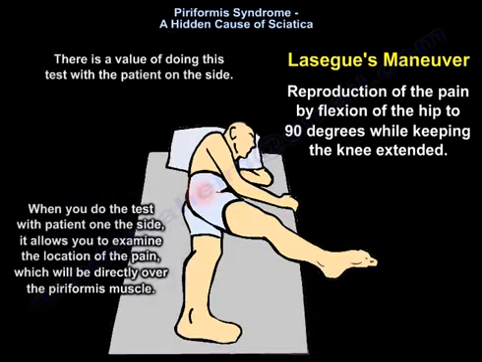There is a value of doing the test with the patient on the side. When you do the test with the patient on the side, it allows you to examine the location of the pain, which will be directly over the piriformis muscle.